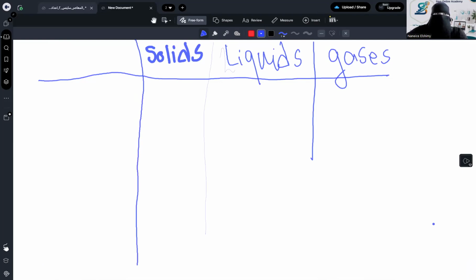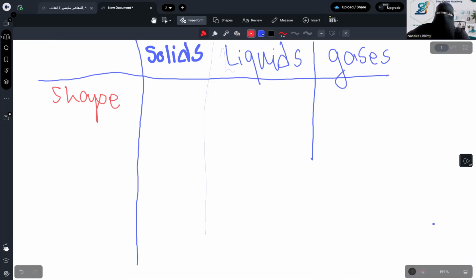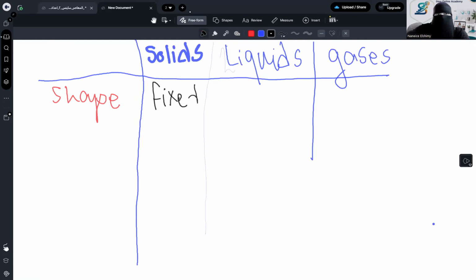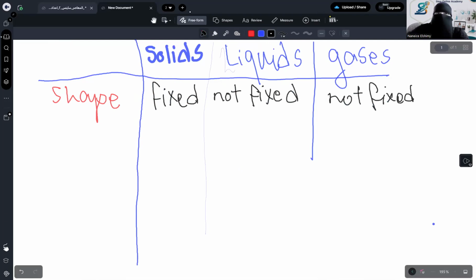And here I'm gonna write the first thing, shape. So the shape in the solid is fixed. Here, in the liquid, it is not fixed, it takes the shape of its container. And here it is the same, it is not fixed. Okay, this is number one.